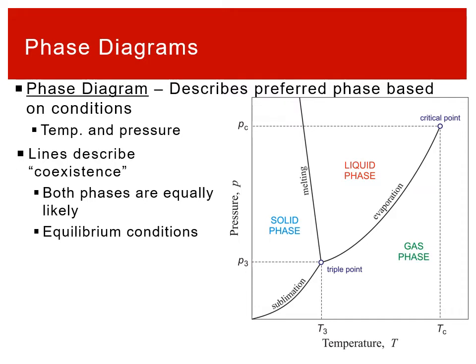So the phase diagram is a two-dimensional graph that describes what phases are present under certain conditions. You'll see temperature is on the bottom, the horizontal axis, and pressure is on the vertical axis. This is always going to be our standard representation. They're describing the external conditions. So if I have a temperature and a pressure, what conditions is my substance in, will that substance be a gas, a liquid, or a solid?